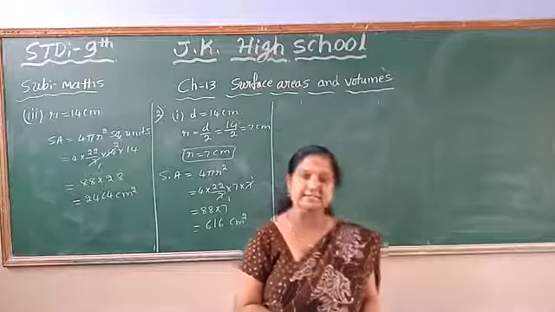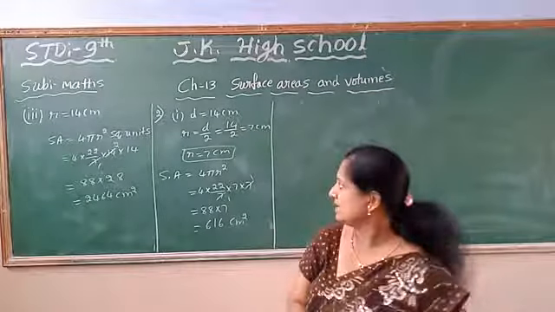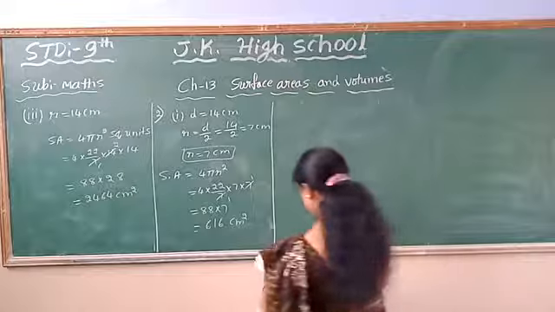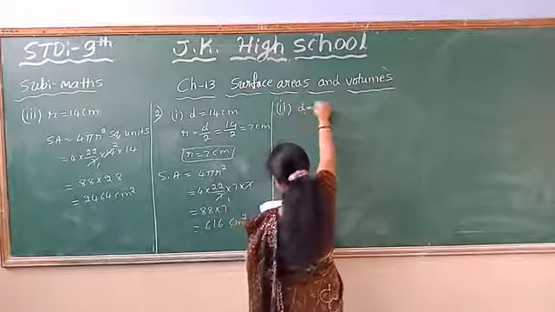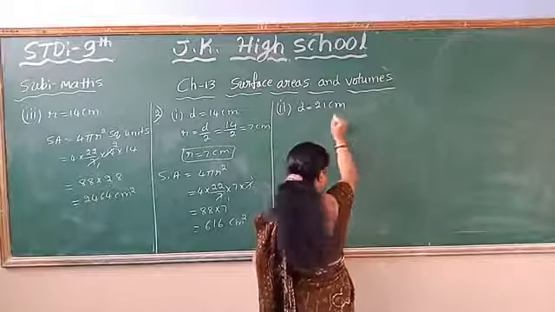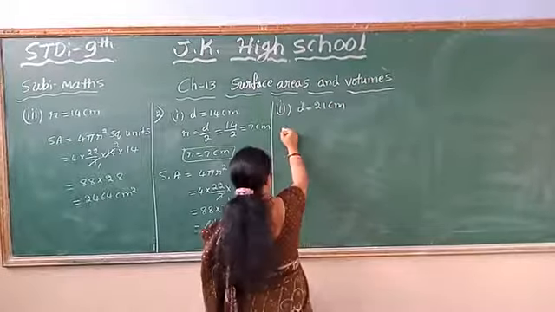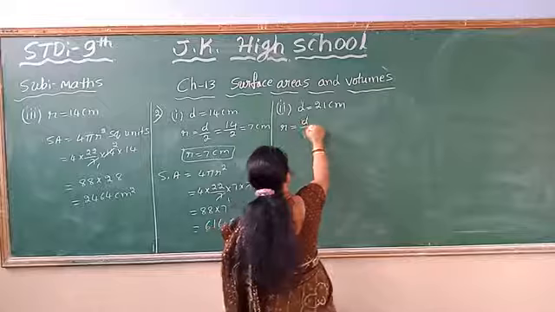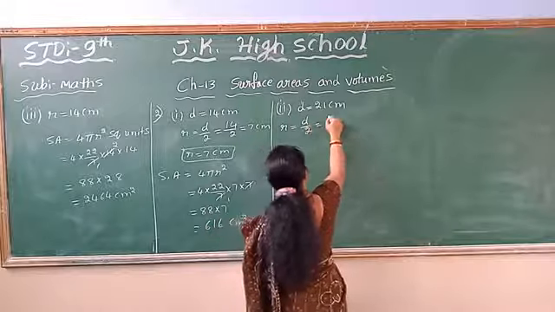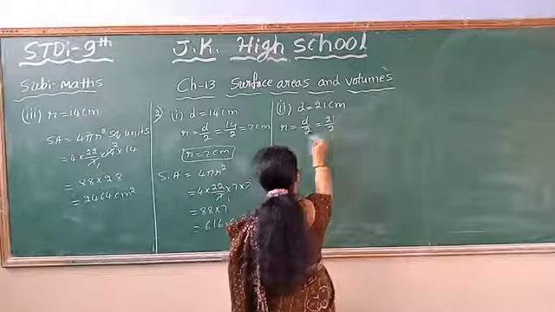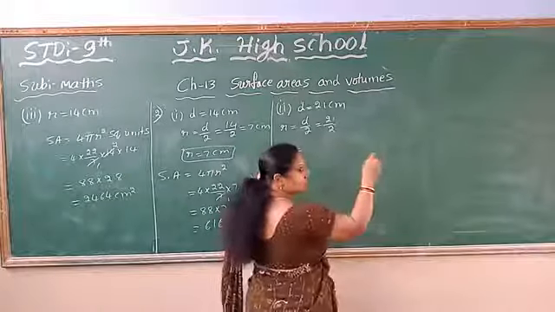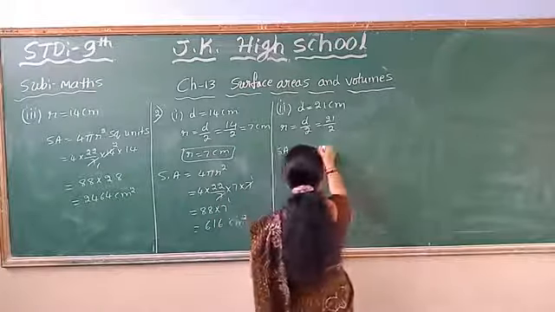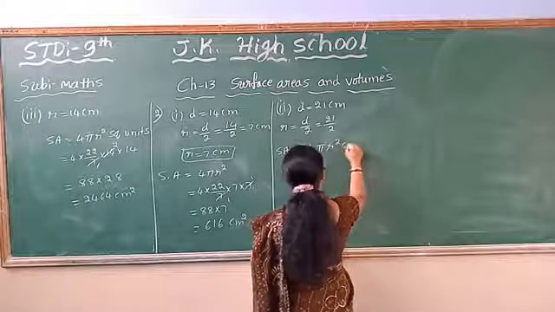Okay, children. In the second question, they gave the diameter as 21 centimeter. Then you have to find r, d by 2, so that is 21 by 2. Surface area of this sphere is equal to 4 pi r square.